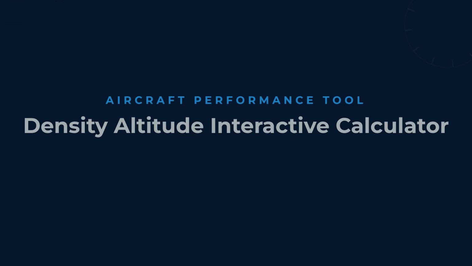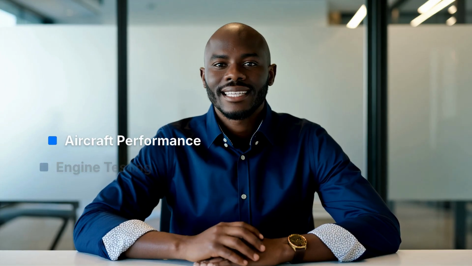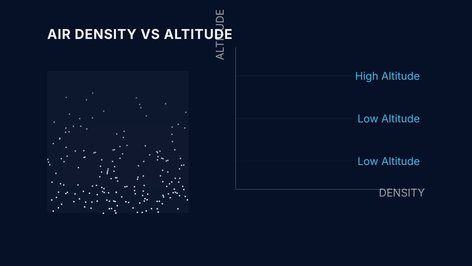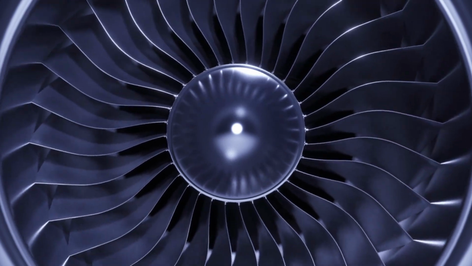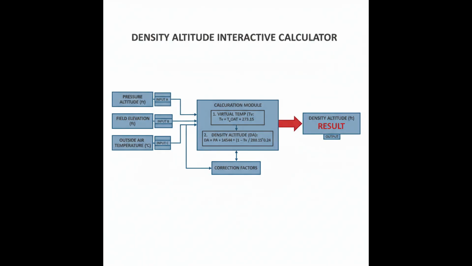Today we're looking at the Density Altitude Interactive Calculator, an essential tool for engineers working with aircraft performance, engine testing, and altitude-related calculations. This calculator solves a critical problem: determining how air density changes with altitude and atmospheric conditions, which directly impacts lift, thrust, and overall system performance. Let's explore the 5 calculation modes available.